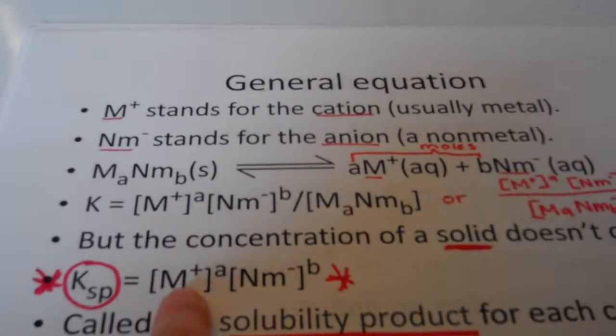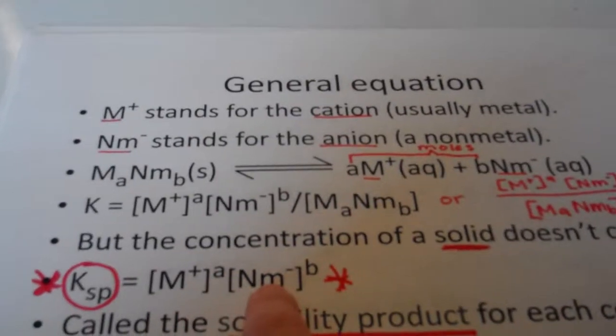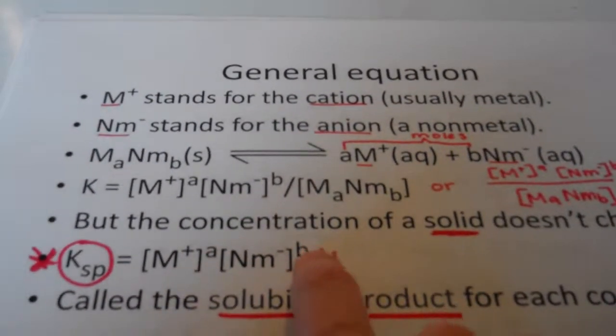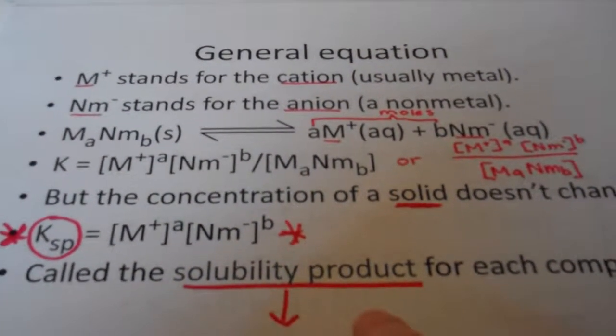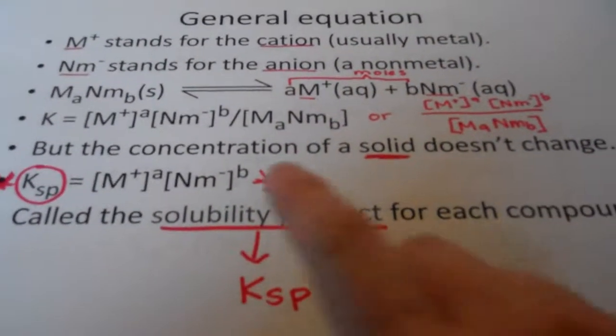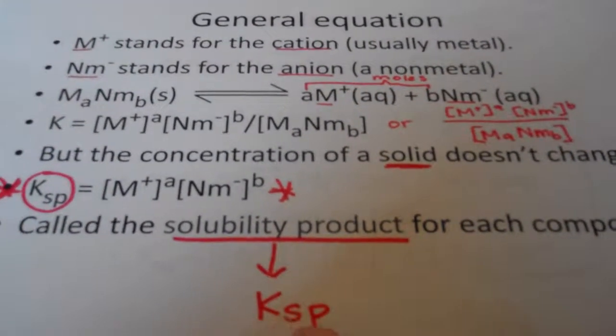So it'll be M plus raised to the number of moles, and then our anion raised to its number of moles. This is what we call the solubility product for each compound, and the solubility product is known as KSP.